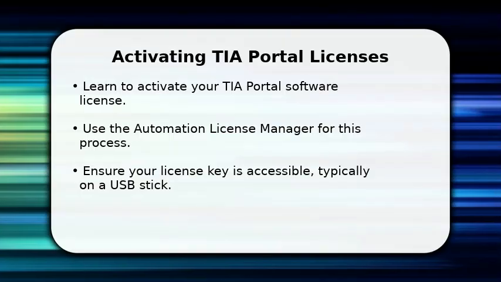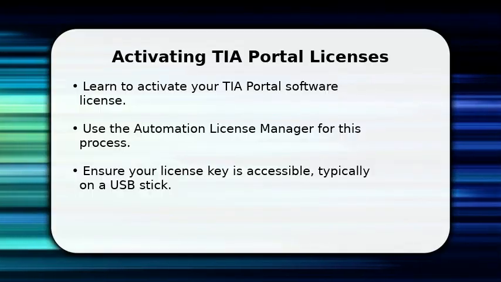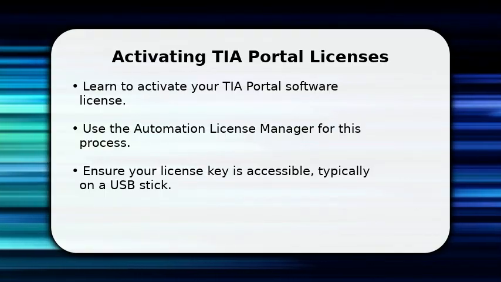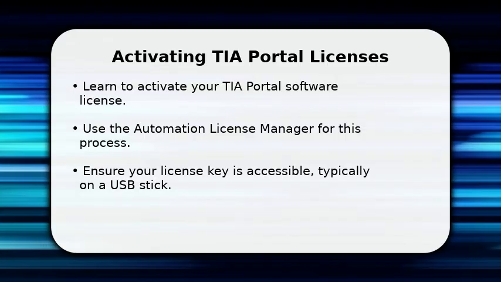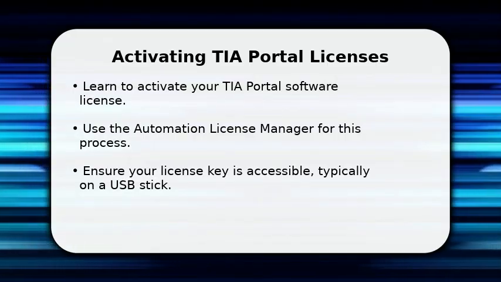Enjoy the video. In this video, I will explain how to activate your TIA portal license. This is a straightforward process that ensures your software runs smoothly. We will primarily use the Automation License Manager, a dedicated tool for handling Siemens licenses. It is important to have your license key readily available, often provided on a USB memory stick. The goal is to transfer this license from the stick directly to your computer's hard drive.